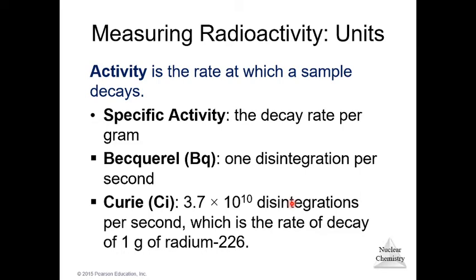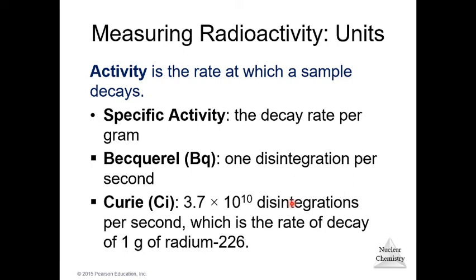Alright. So we've been talking about things that are radioactive. They give off particles, they undergo decay. How are we going to measure all this stuff? Well, there's a lot of different units we use. This is just to get us started. What we want to do is measure the activity. What is the rate at which a sample decays? What's the rate at which one nucleus turns into another? There's various ways we can talk about that.